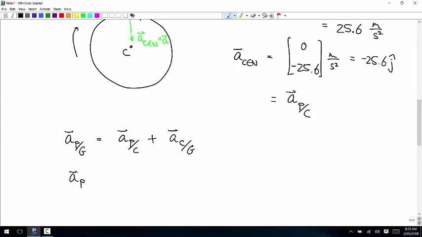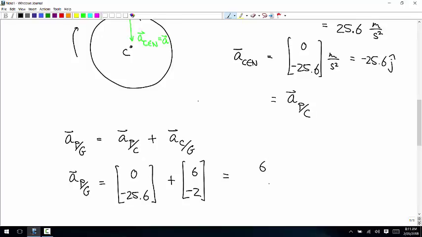So the acceleration of the particle relative to the ground is 0, negative 25.6, plus what we were given for the acceleration of the center, 6, negative 2. And so that's 6, negative 27.6 meters per second squared.